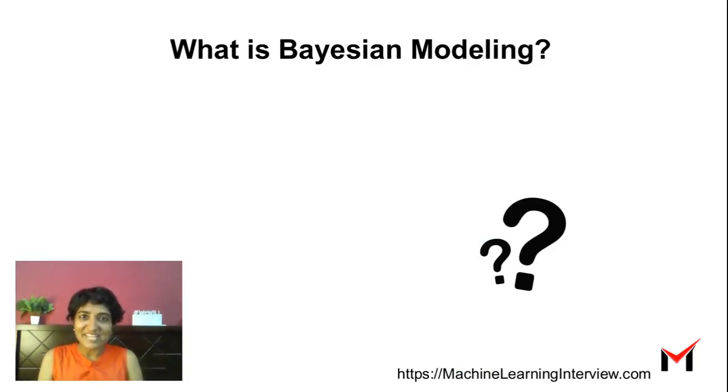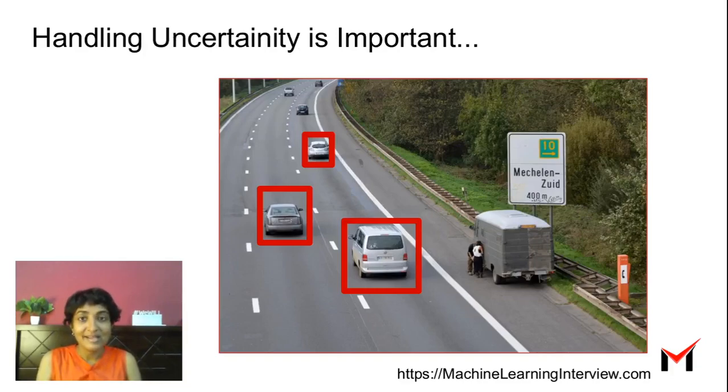What is Bayesian modeling? Let's see. Handling uncertainty is important in many real-world phenomena. For instance, suppose you're building a model for a self-driving car that is detecting vehicles on the road. It's possible for the model to get confused with a long trailer on the side with the open sky, and this could lead to an accident.